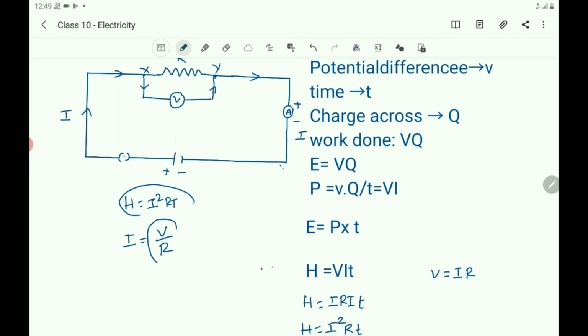And how will you calculate the current? By using the relation I equals V by R. Here V will be known and R is also of known resistance. Then I can be calculated using V by R. After that, you can calculate the heat produced by using the relation H equals I squared R T.